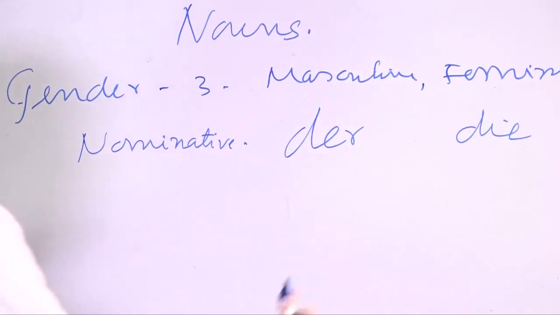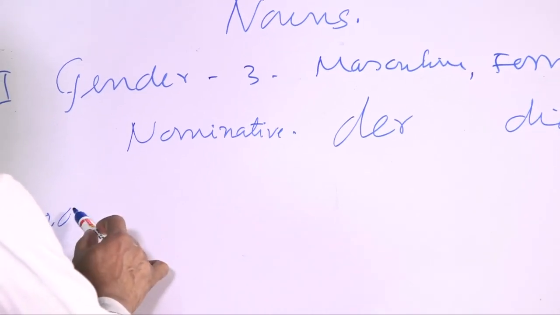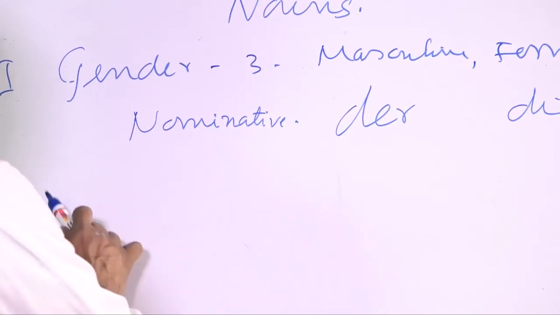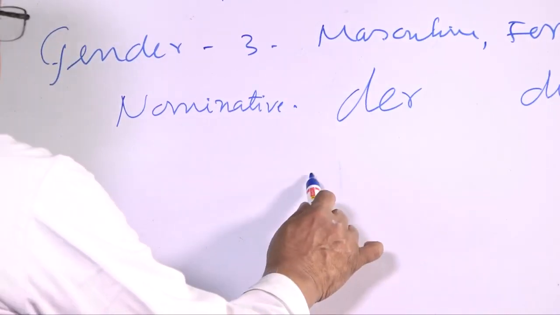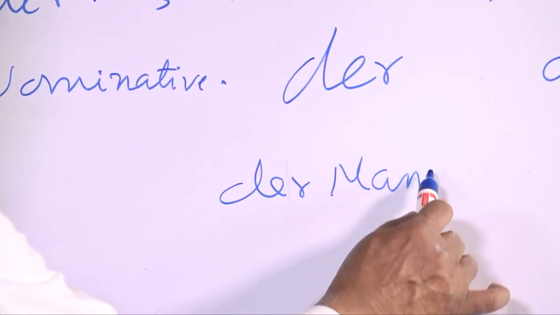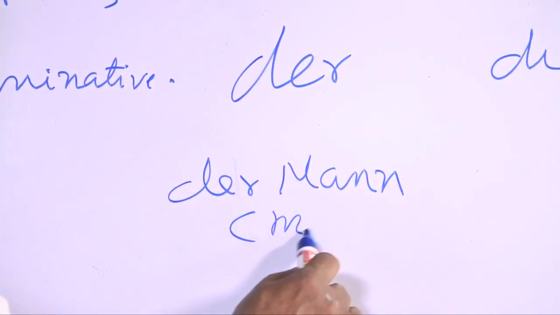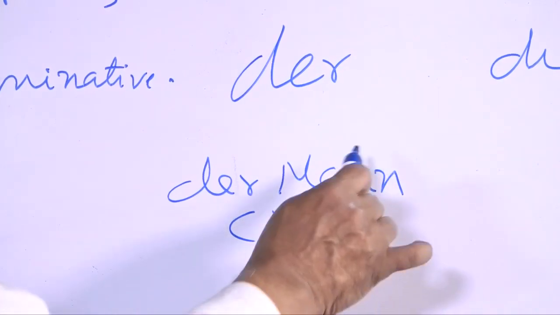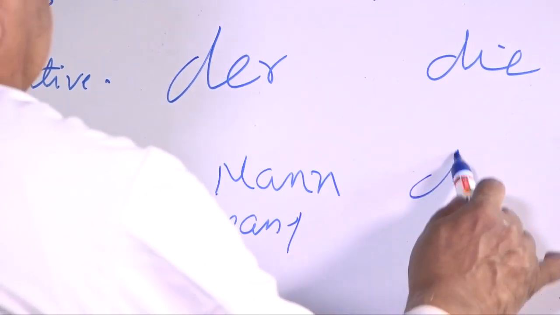For example, obvious things are obvious. For example, der Mann. Man is a man, but it is with two N. Die Frau.